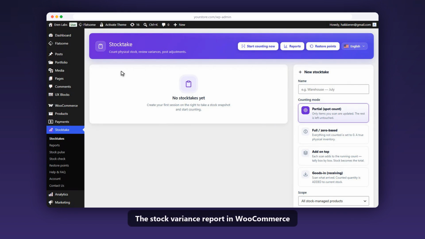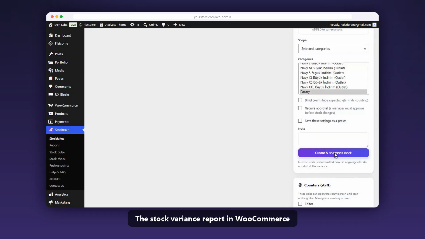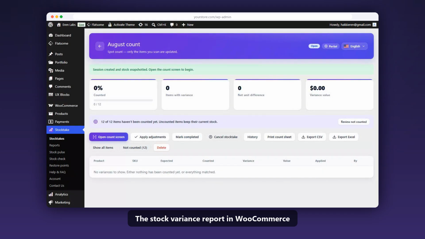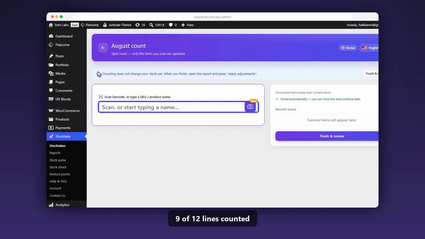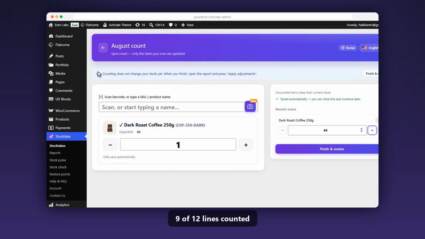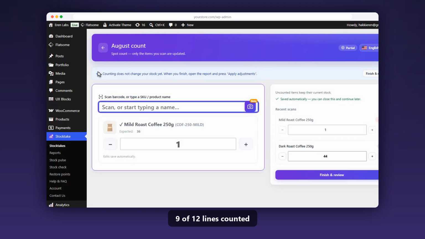This is the stock variance report in WooCommerce. What the count found and what it cost. Nine lines counted here. The scanning is the boring part. The report is where the count pays off.